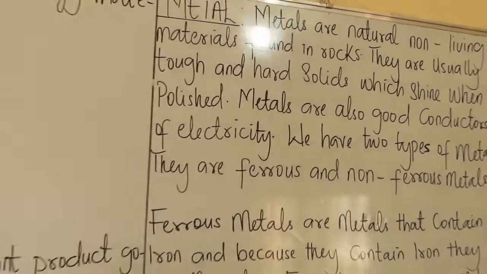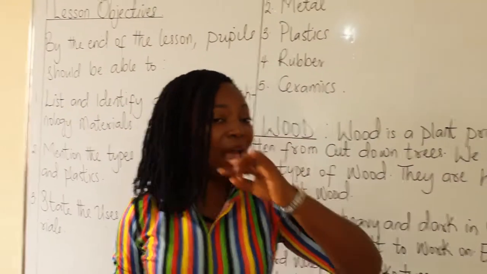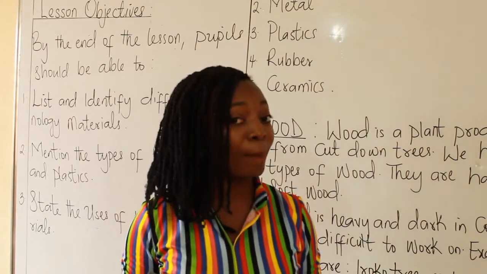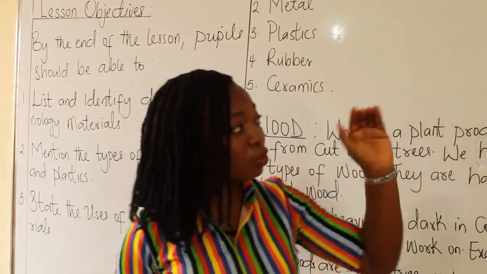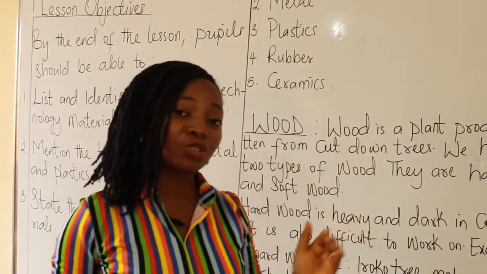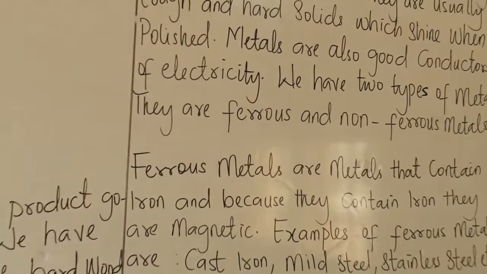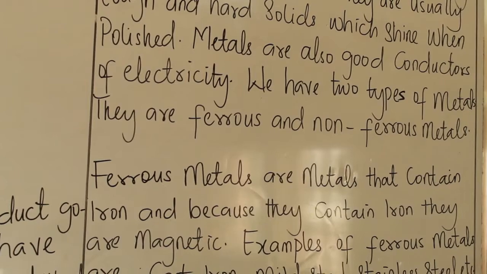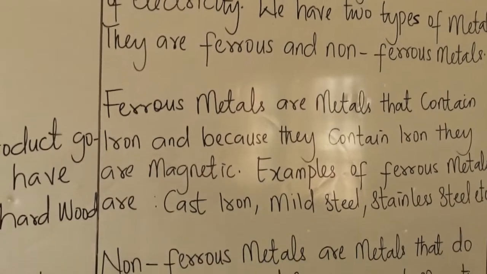When we say a material is a good conductor of electricity, we simply mean that material can allow electric current to pass through it. When electric current can pass through a material, we say that material is a conductor. And metals are good conductors because they allow electric current to pass through them. We have two types of metals, and they are ferrous and non-ferrous metals. Let's look at these types of metals.